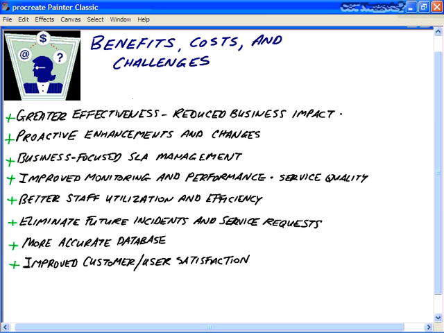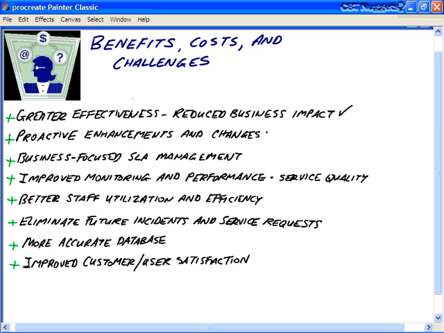Finally, let's look at some of the benefits, the costs, and the challenges of incident management, starting, of course, with the positive aspect, and that is the benefits. What are the benefits of proper and effective incident handling and incident management? Well, you're going to get greater effectiveness for your business, your organization, reduced business impact from problems and incidents, including service requests. By creating a proper database and monitoring and reporting on the process, assessing it all along the way, it'll allow you to put into place proactive enhancements and changes that can make your organization run more smoothly.